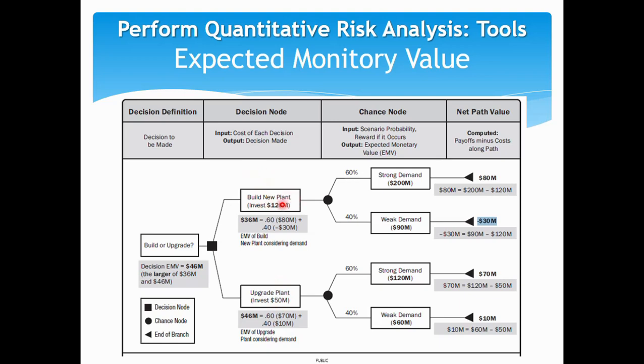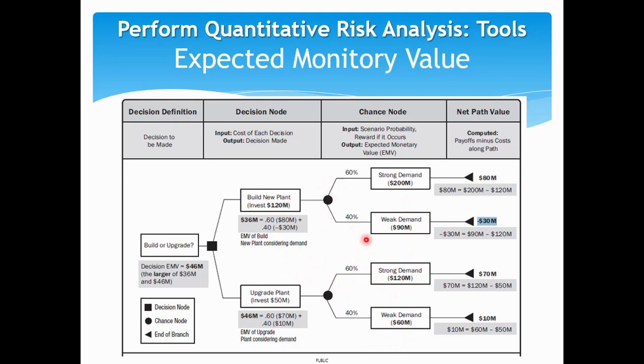With the production lines, since it's a new plant, maybe you can make better products, and there's a 60% chance of a strong demand of $200 million, and a 40% chance of a weak demand. Since you're upgrading your plant, you cannot make sophisticated products as in a new plant, so there's a 60% chance of strong demand of 120 million as opposed to 200 million here, and a weak demand of 60 million.